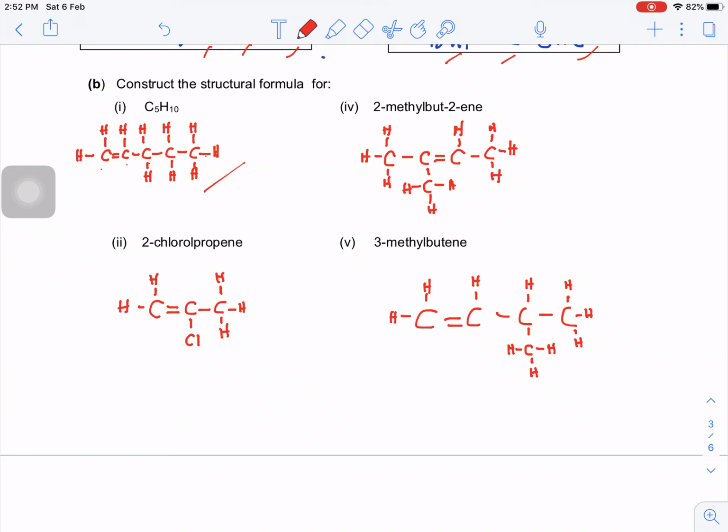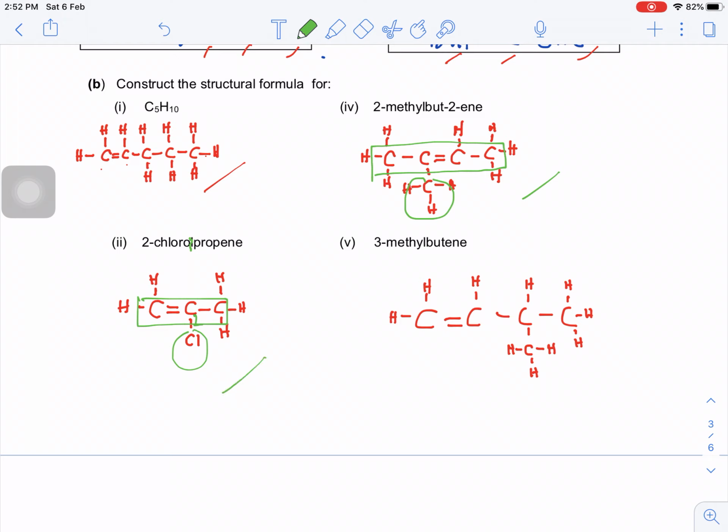Okay, next 2-methyl but 2-ene. So the first step, draw but 2-ene. Then put methyl at carbon 2. Okay, this one 2-chloro, not chlorol. 2-chloropropene, just put propene and then at carbon number 2, there is chloro.